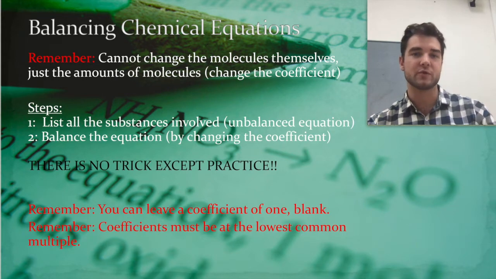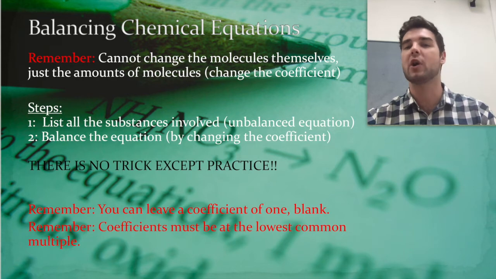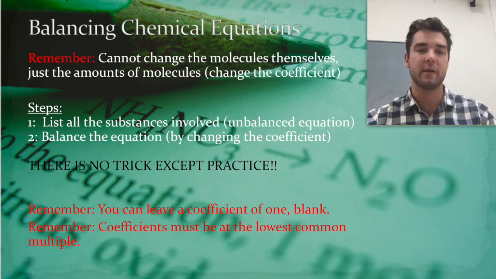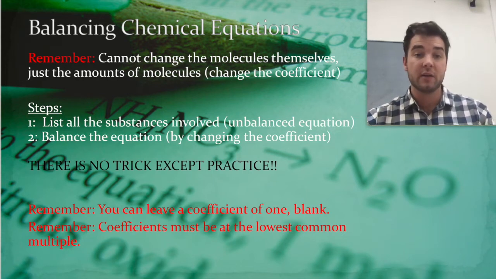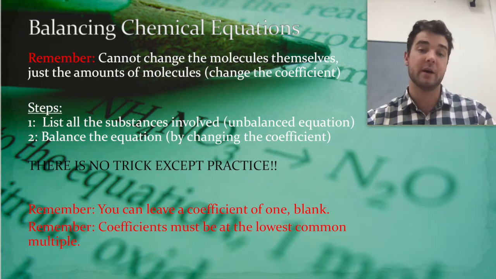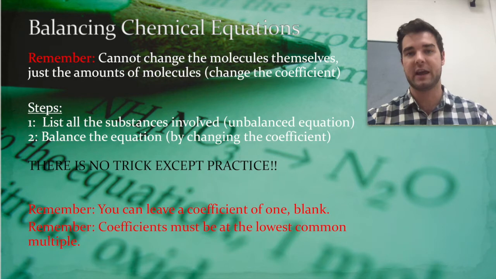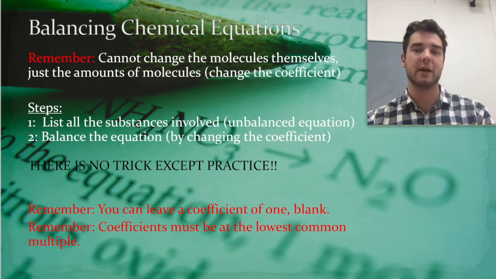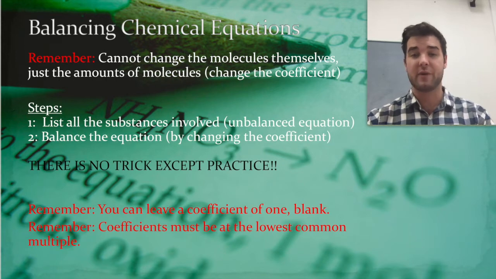So chemical equations, remember you cannot change the molecules themselves. You can only change the coefficient in front. Now, the steps for how you do it: list all the substances involved, that's the unbalanced equation. Then balance the equation by only changing the coefficients. You cannot change the subscripts, otherwise you'll change the molecules themselves. There's really no trick except for practice.